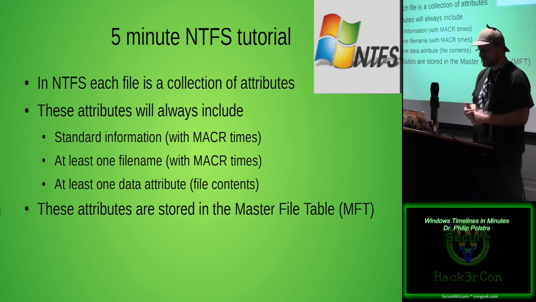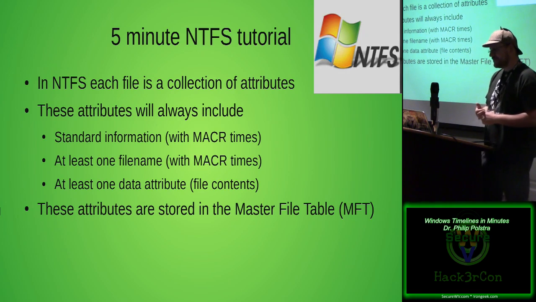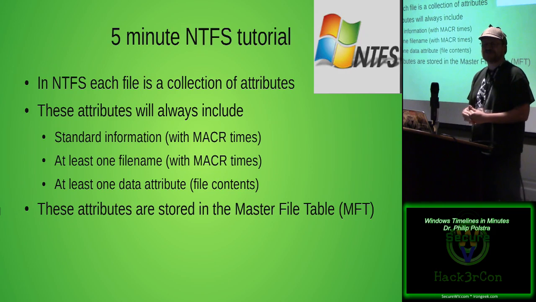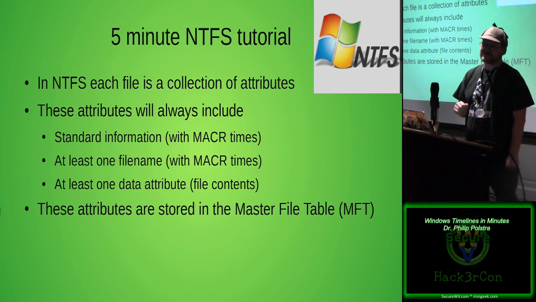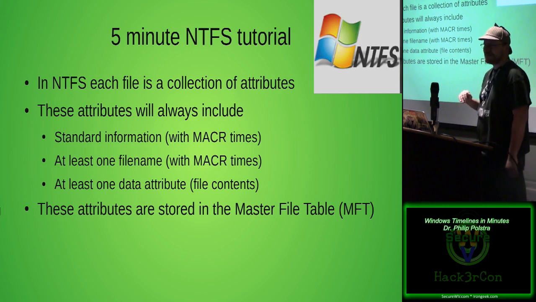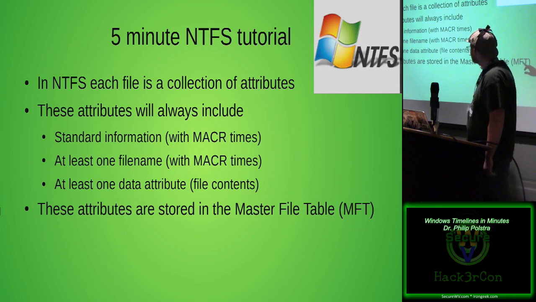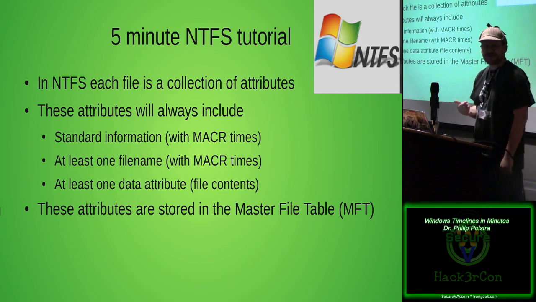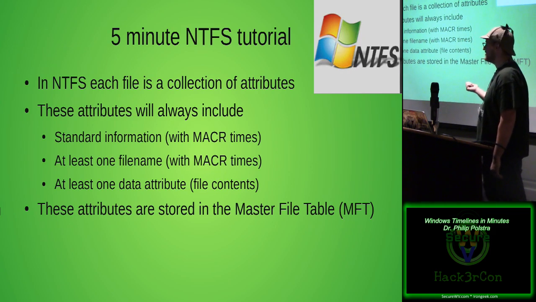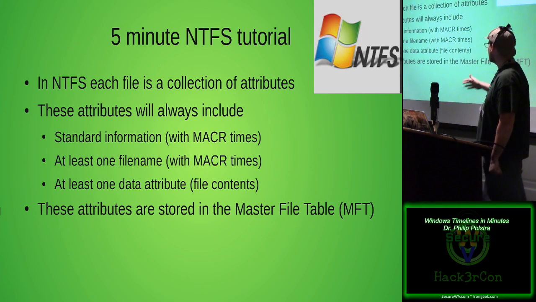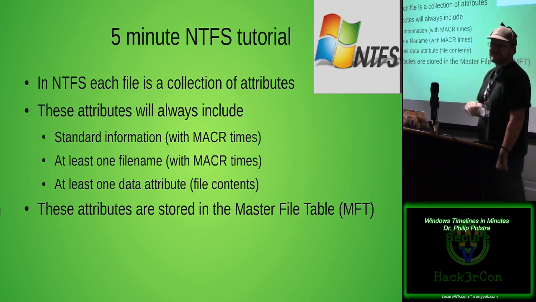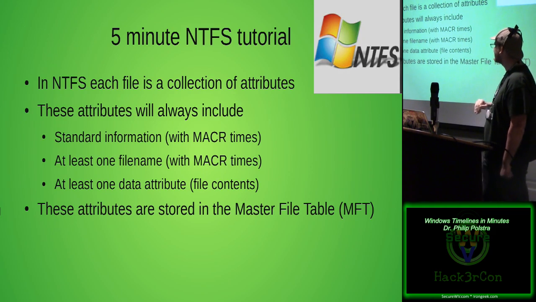So in NTFS, everything is a collection of attributes. You have a file, it's a collection of attributes. Even the data that's in the file is an attribute of that file. Directories are also a collection of attributes. If you have a file, those attributes always include at least these 3 things. We have what's called a standard information attribute. And this has a bunch of timestamps, and a couple other things as well, but it has timestamps.